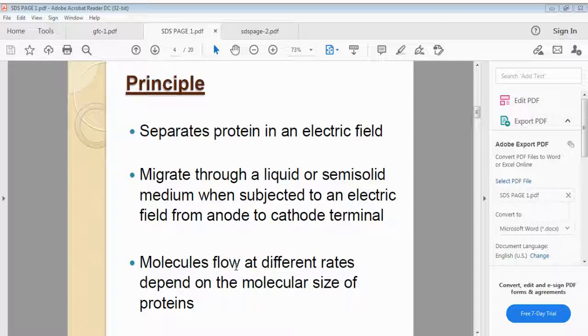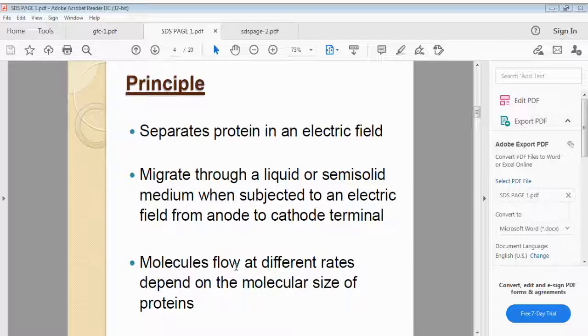So when they are allowed to migrate in an electric field, those which are having higher number of charges will migrate faster through the medium towards the anode, whereas those which are having lesser number of charges will migrate slower in the medium. So you have to understand this. Purida, are you able to understand? Please tell me yes or no.